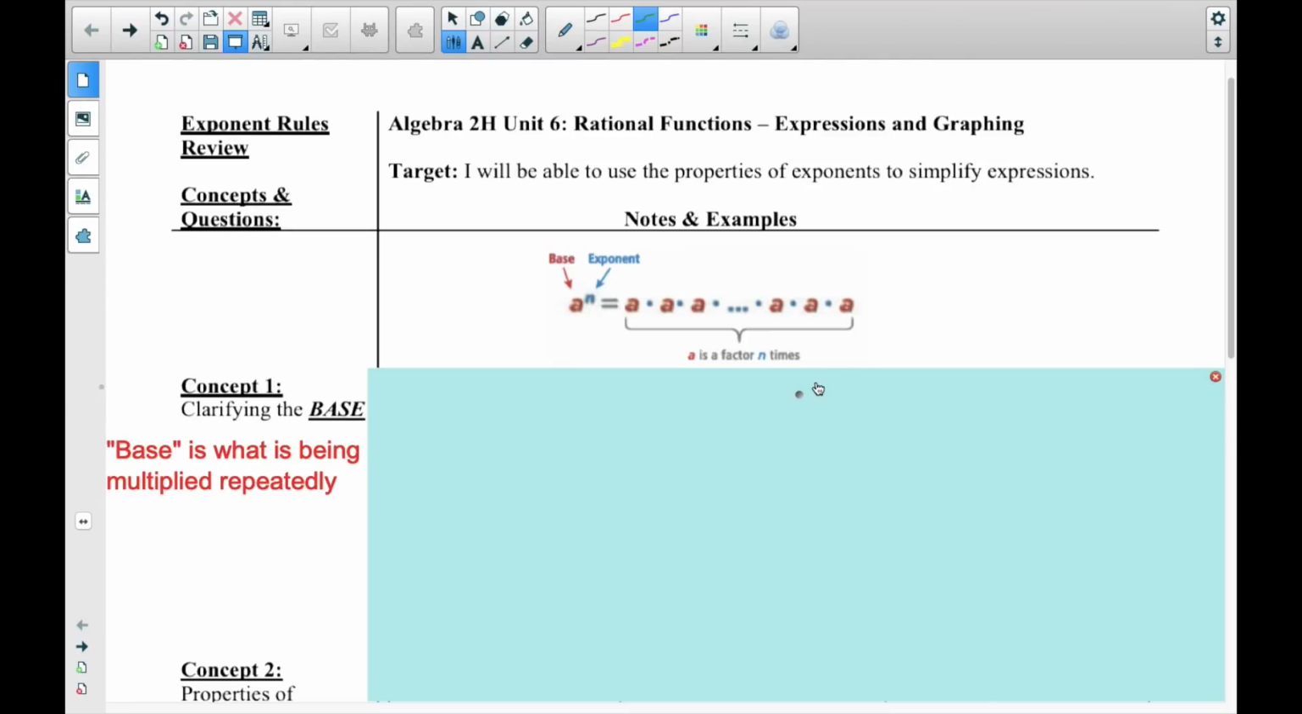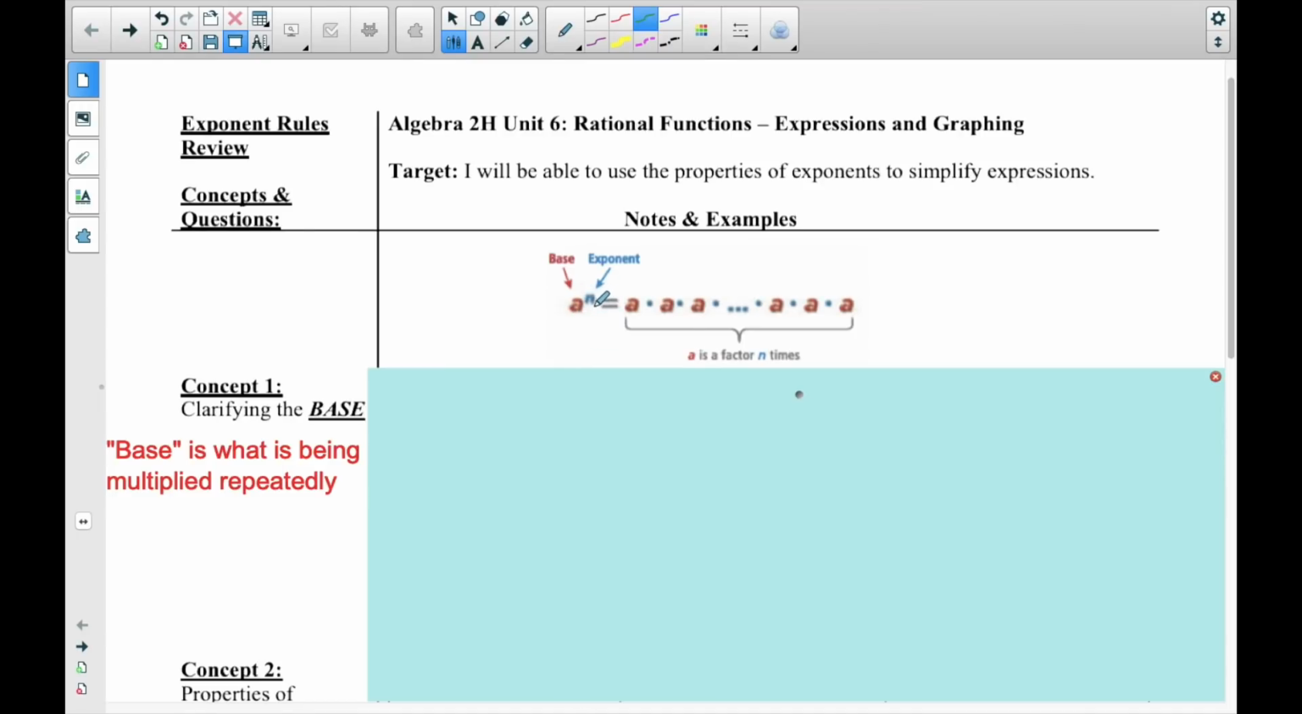This video is going to be a review of exponent rules. You should have learned about exponents in Algebra 1, and this is going to be a review. We're going to go over, try to touch on all of the basic rules that we would need to know for Algebra 2.